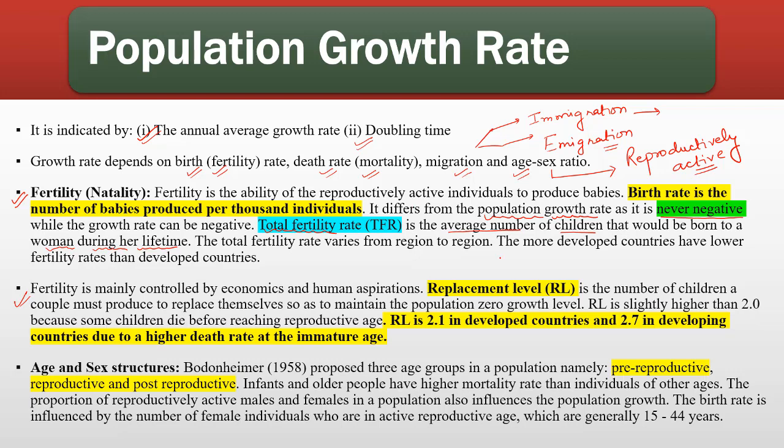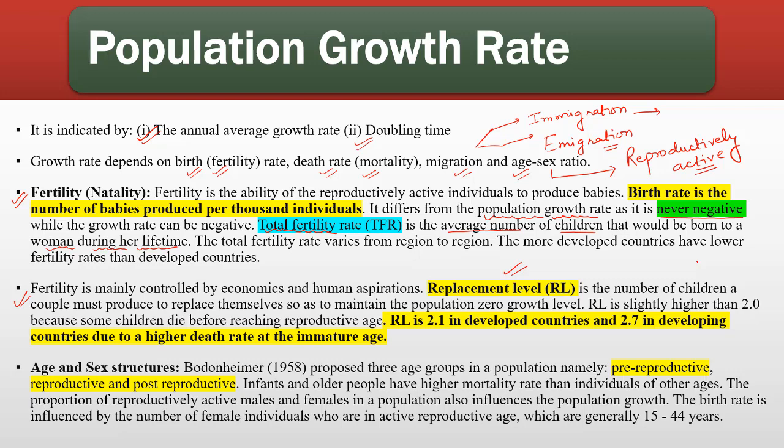Now, replacement level is the number of children a couple must produce to replace themselves. If a couple produces one individual, that one individual is the replacement level of that couple. So replacement level is the number of children a couple must produce to replace themselves, so as to maintain the population at zero growth level.